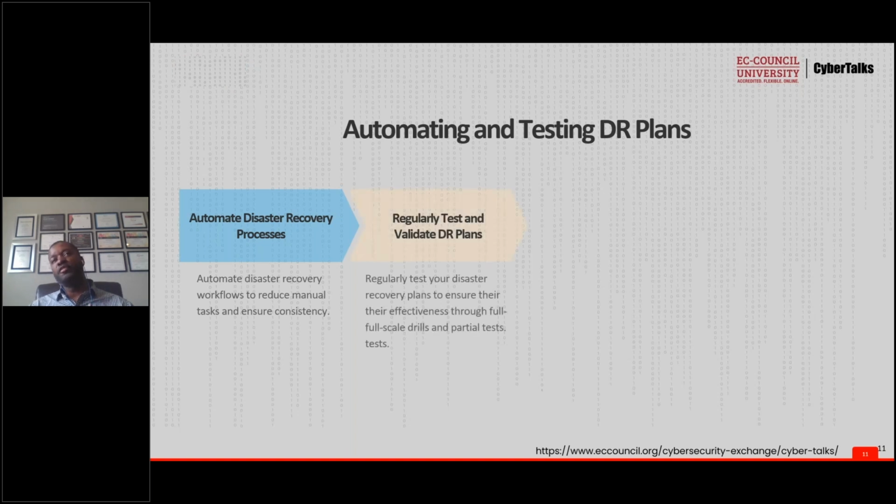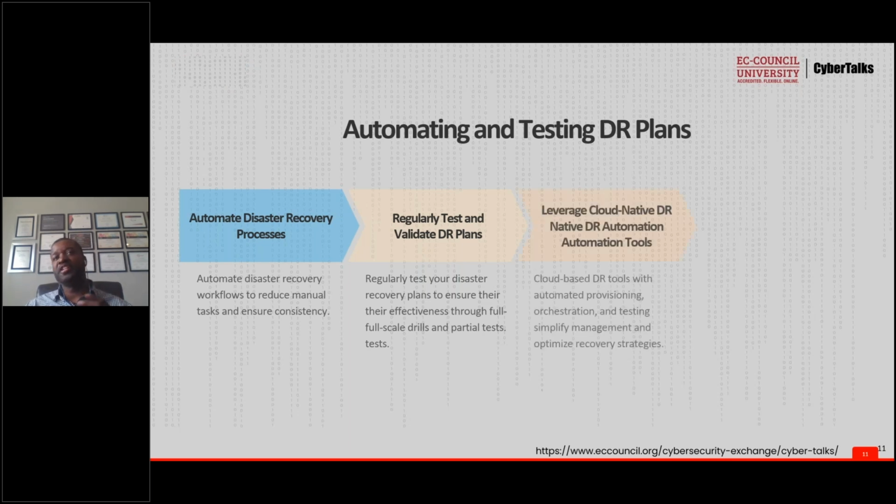From there, we move into a regular testing validation process. And this is where we typically will have a full-scale drill and a controlled failover environment or process to help verify that your plan works under pressure, highlighting the gaps you can fix before they cause real damage.